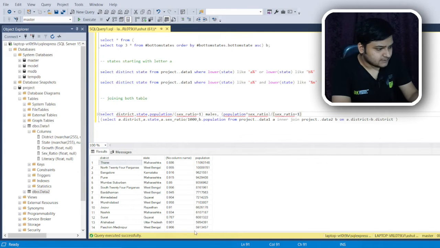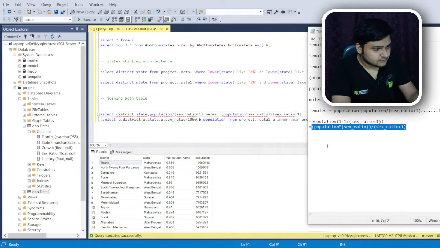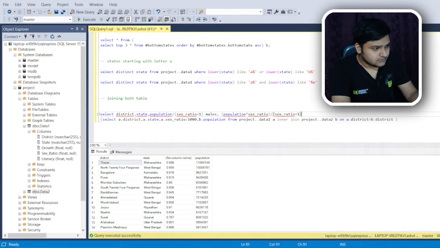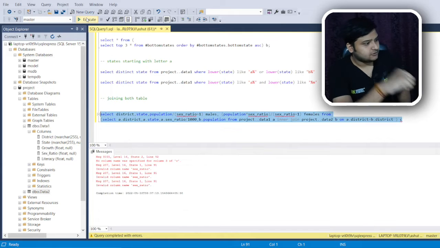Let us cross verify the formula also here if everything is fine. Okay, I think everything is fine here now. Let us rename this as the females, and we'll be providing a from, and then I would just add a variable here. I would run the code. Let us see if we are getting our output or not.